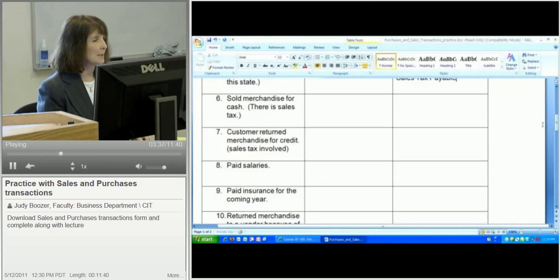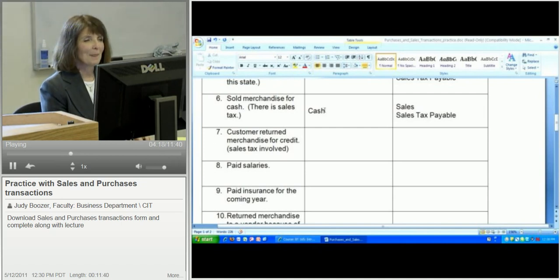Number 6, again we're selling. Sold merchandise for cash. There is sales tax. If we sold merchandise for cash, we're receiving cash. What does that tell you we debit? Okay, and the credits go to? Sales, good. Good. And sales tax payable. Excellent.